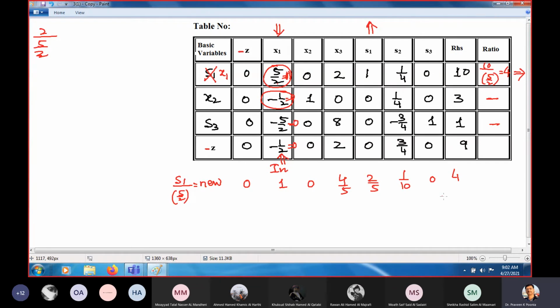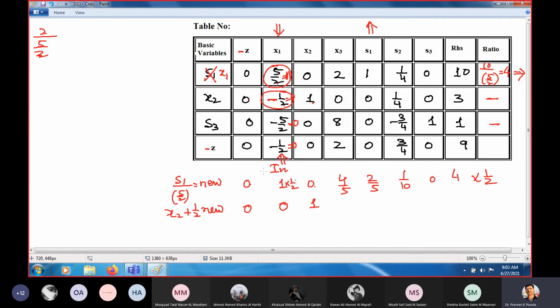Minus 1 by 2. So what you need to do? You need to multiply by 1 by 2, and then you need to add, because here it is negative. Clear? So what will be X2 plus 1 by 2 new? So 0 plus 0, it is 0. Minus 1 by 2 and 1 by 2 you are multiplying. So 1 by 2 minus 1 by 2, it is 0. 1 plus 0, it is 1.